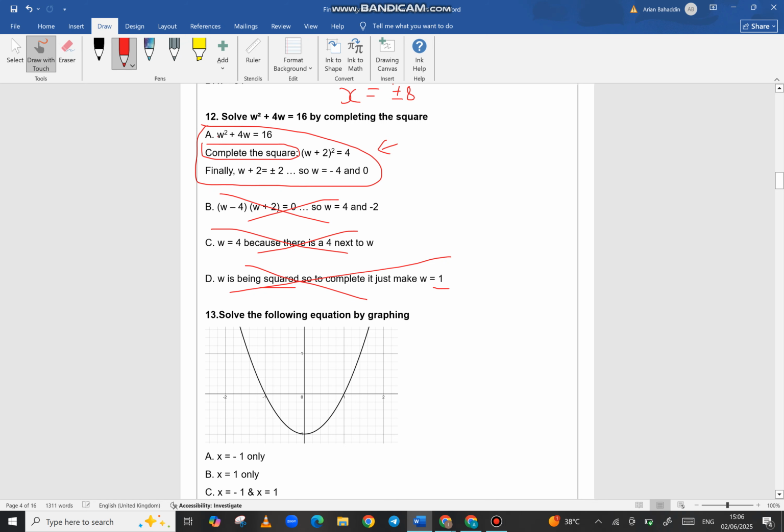But here, this one, if you want to learn how the math works, completing the square requires you to half the number next to the W and to square root this number. So you would have W plus 2 squared, because half of 4 is 2, and 4 on the other side, because you square root 16.